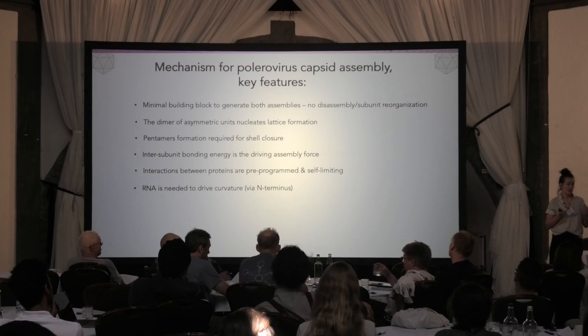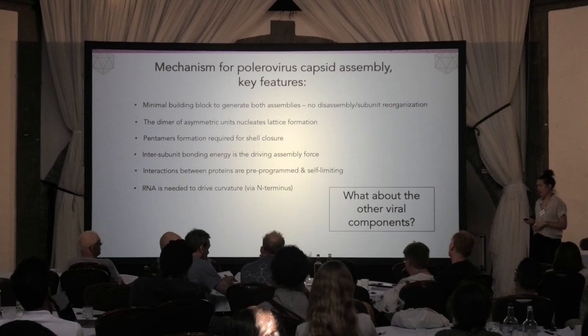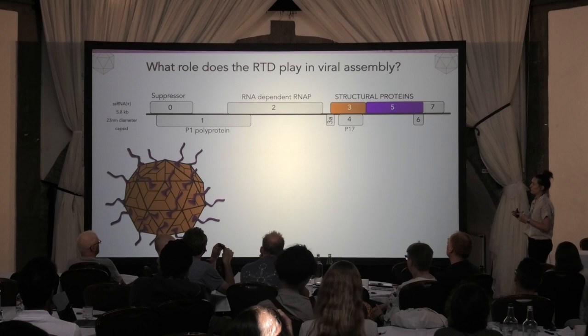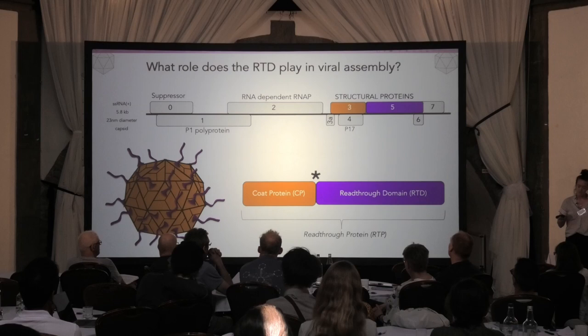But, okay, cool, you just showed some comparison with the cryo-EM. But what about the other viral components? This is something that the cryo-EM structure missed. So we'll go back to the two structural proteins. We talked about open reading frame 3. We'll talk about open reading frame 5, which we are going to call a read-through domain. This happens, as the name suggests, by a leaky stop codon.